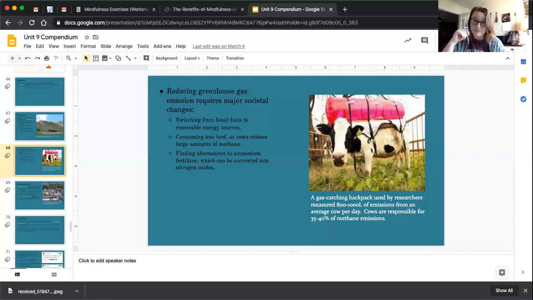So eating less beef would be a serious way to impact some of the emissions from the meat industry, which we talked about. Oh gosh, I think it was Unit 5. And then finding alternatives to ammonium fertilizer, which can be converted by microbes in the soil into nitric oxides. And remember that nitric oxides are actually a much better greenhouse gas than CO2. So they are much better at trapping heat, and they contribute more to the problem per molecule released.